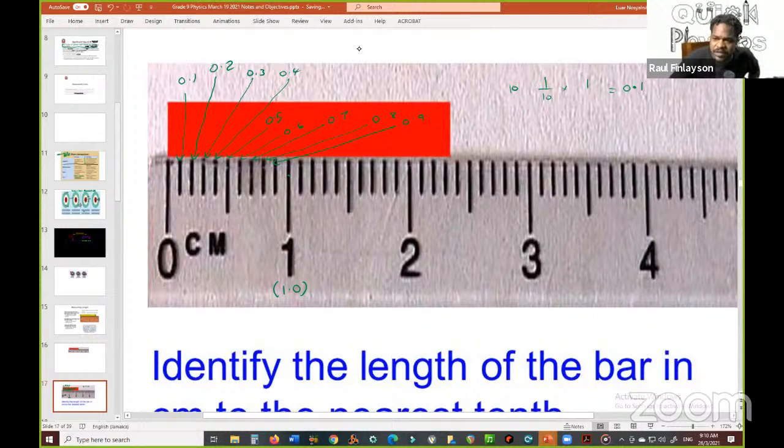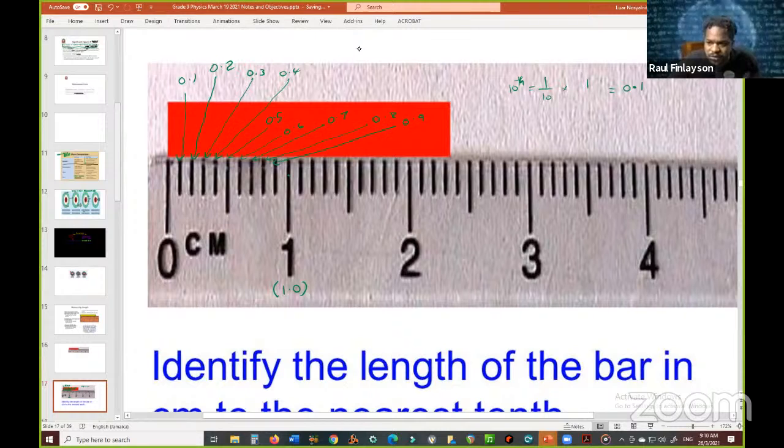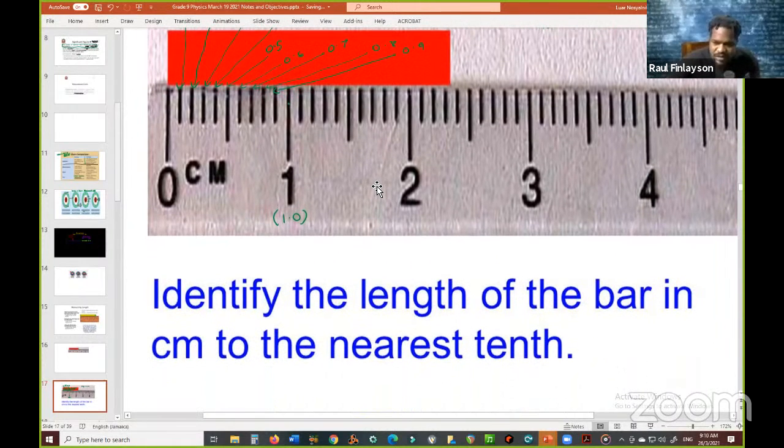So we're going to say a tenth equals 1/10, and you multiply that by 1, and it's actually going to be 1.0. That's going to be 0.1. That's the number. Identify the length of the bar to the nearest tenth. That's what they said, to the nearest tenth.